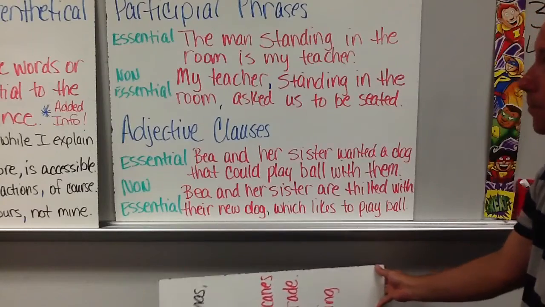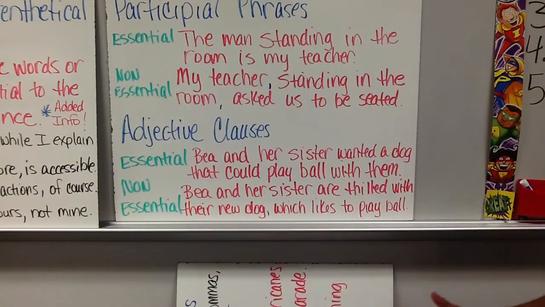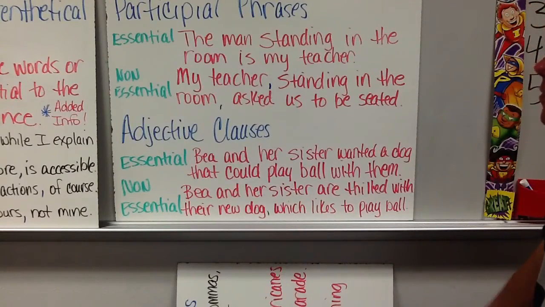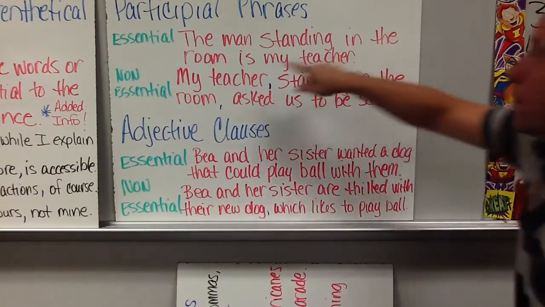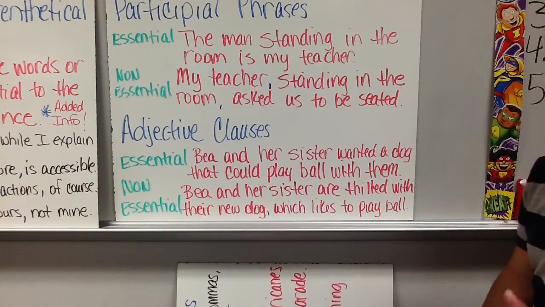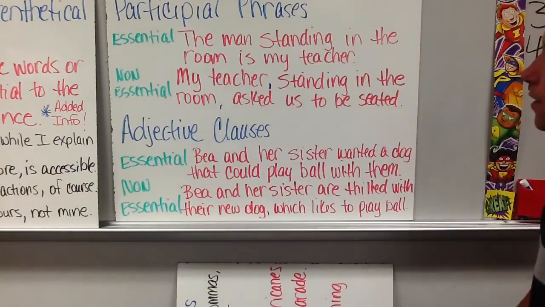Just a couple of other examples of that with different types of phrases and then an adjective clause. Again, if it's essential, you do not have to have a comma. If it's not essential, you do. Let's look at these. The man standing in the room is my teacher. Okay? In the room is my phrase right there. The man standing is my teacher. Well, it seems like there's something missing there if I don't have in the room. That's kind of required information there. So the man standing in the room is my teacher.